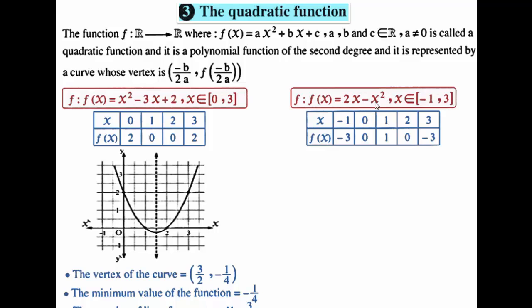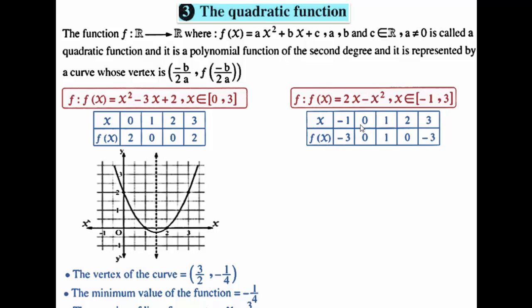By the way, to find this function or substitution correctly, you should put any substitution in brackets. What does it mean? I will put 2 open bracket, -1 close bracket, minus open bracket, -1 close bracket, all power 2. To get the answer, it will be -3.